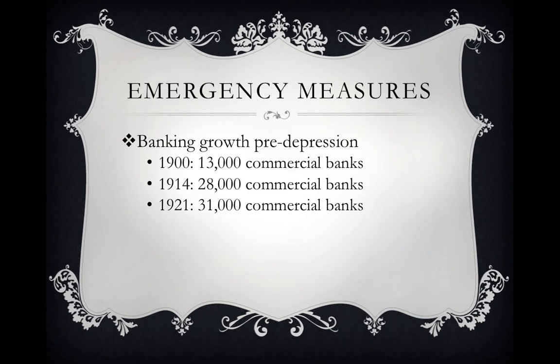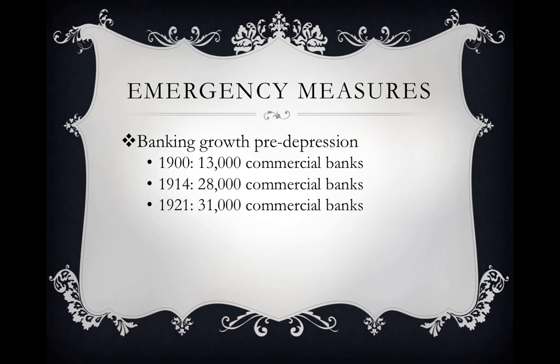So number one, make sure you understand what happened in the banking sector, but I want you to understand how the banking sector grew in the United States prior to the Great Depression. And those numbers there give you a good idea. For example, between 1900 and 1914, the number of commercial banks had doubled in the United States.